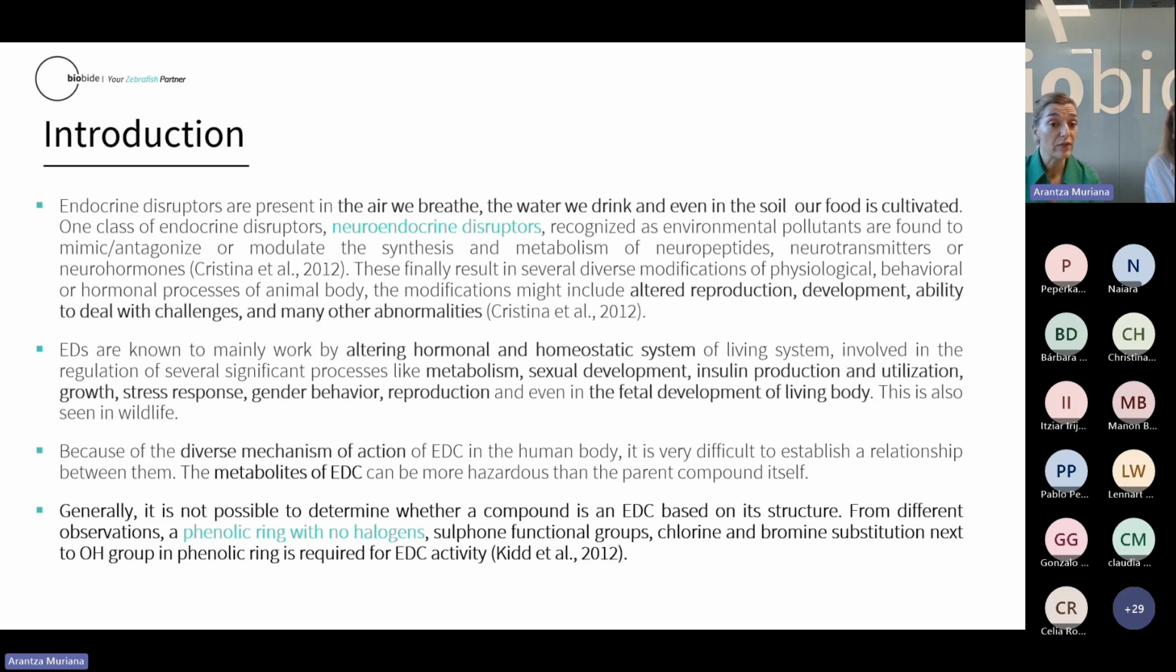Because of the diverse mechanisms of action of the EDCs in the human body, it's very difficult to establish a relationship between them. Even more, sometimes the metabolites of those EDCs can be hazardous or even more hazardous than the parent compounds themselves. So generally, it's not possible to determine whether a compound is an EDC based on its structure. Despite this, from different observations it's known that a phenolic ring with no halogens, sulfonyl functional groups, and chlorine and bromide substitutions next to the OH group in phenolic rings can be required for EDC activity.